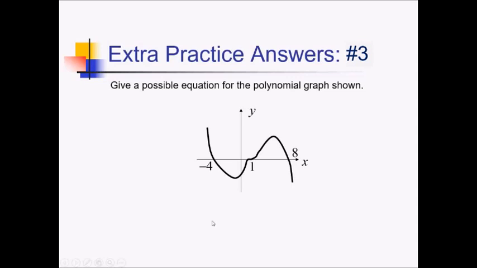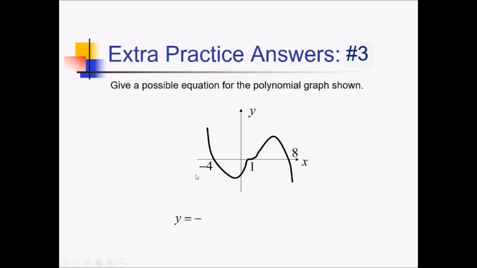For this problem, we just want a possible equation for this polynomial graph. So let's start by getting the overall sign of the polynomial. Since our graph is going down as we move to the right, that means this is going to be negative overall. So we have y equals negative, and now I have to write in some factors here.